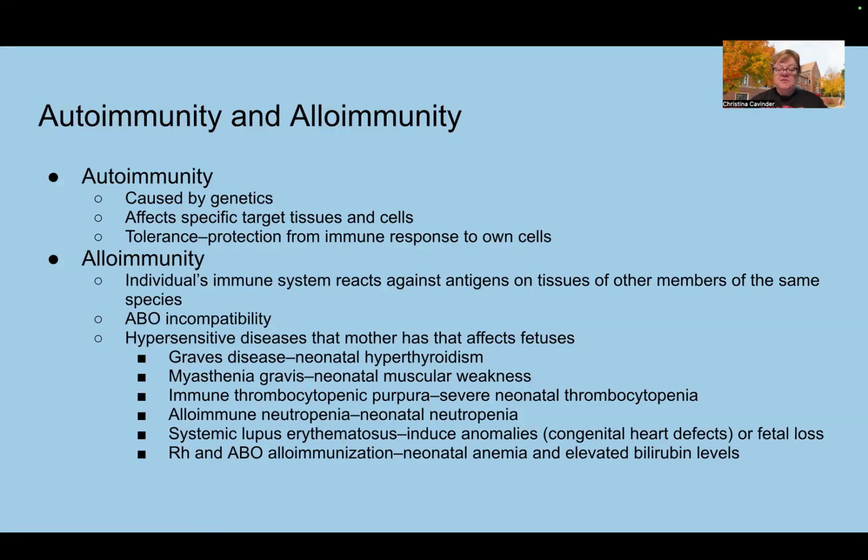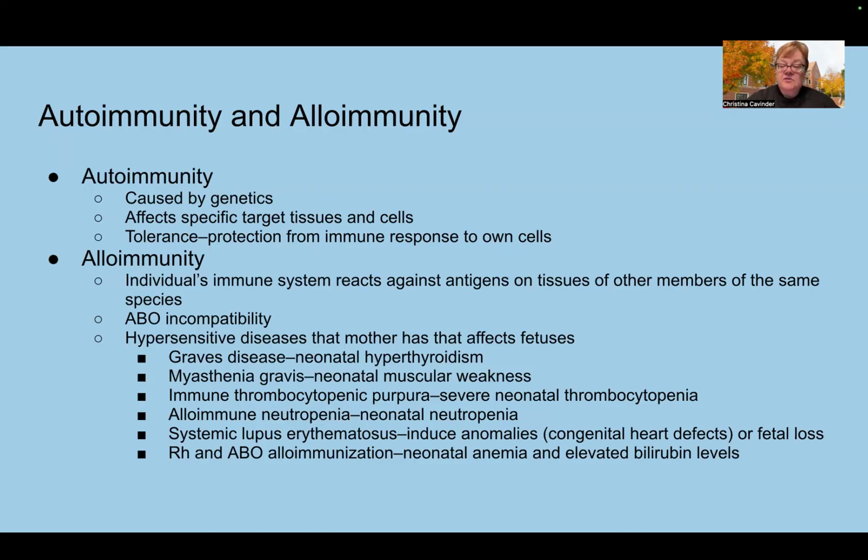So there's a couple different ways, well, I shouldn't say infectious, but how the body reacts to different things. So there's autoimmunity, and this is caused by genetics. So it may mean that you are immune to a particular disease when other people are not. It just gives you a different susceptibility to the disease, and that is genetic based. And that affects the specific target tissues and cells, and you develop a tolerance or protection from the immune response to your own cells.